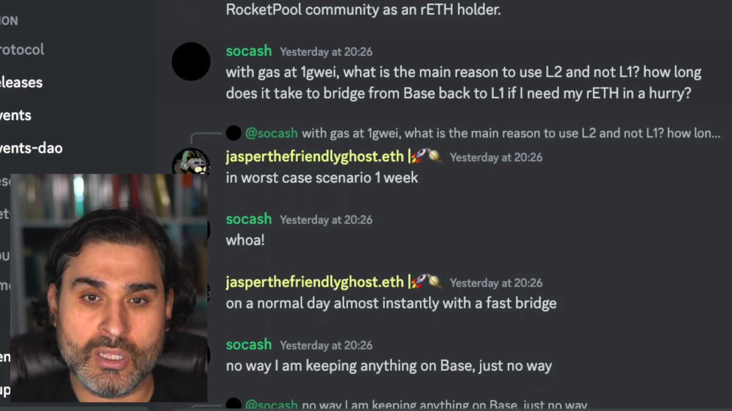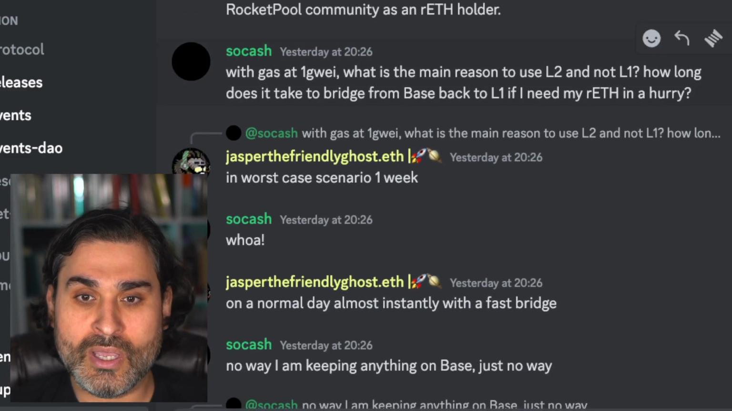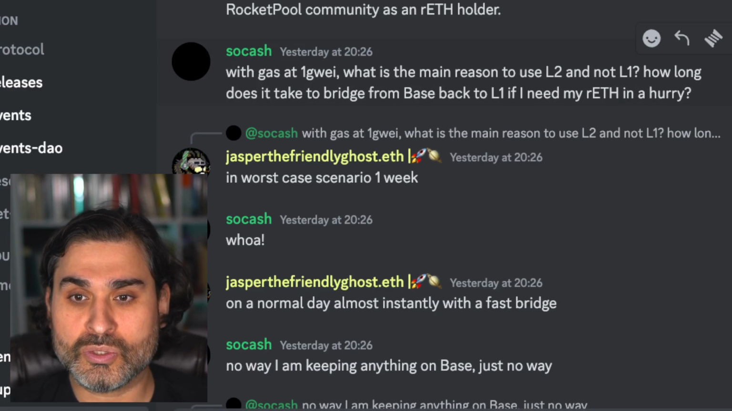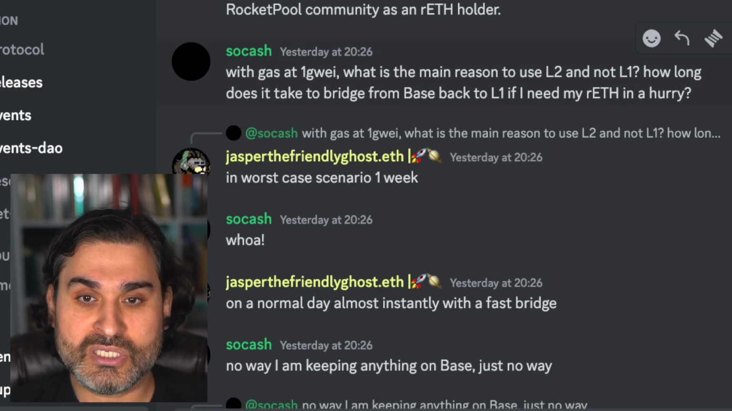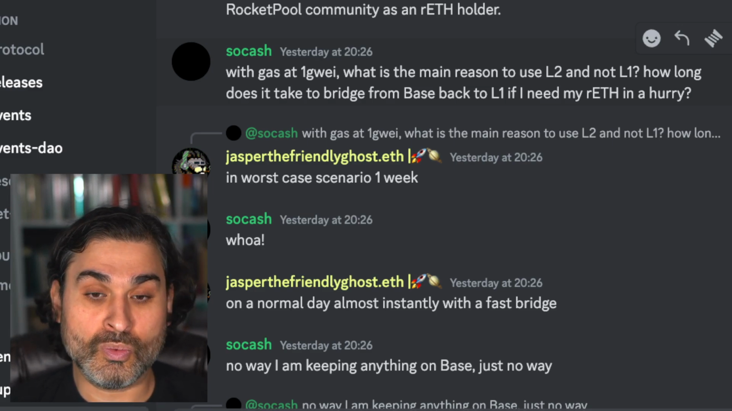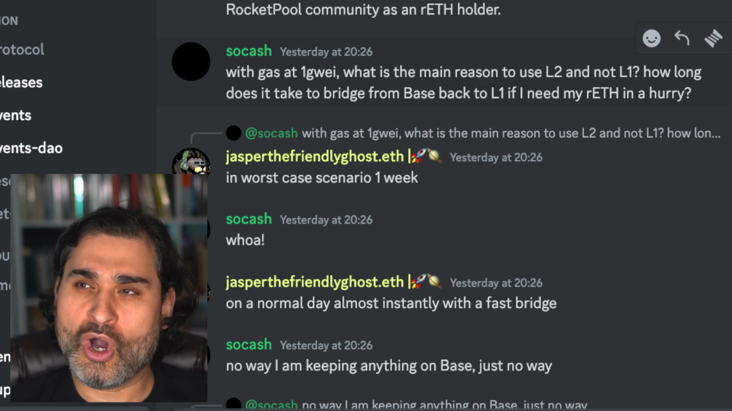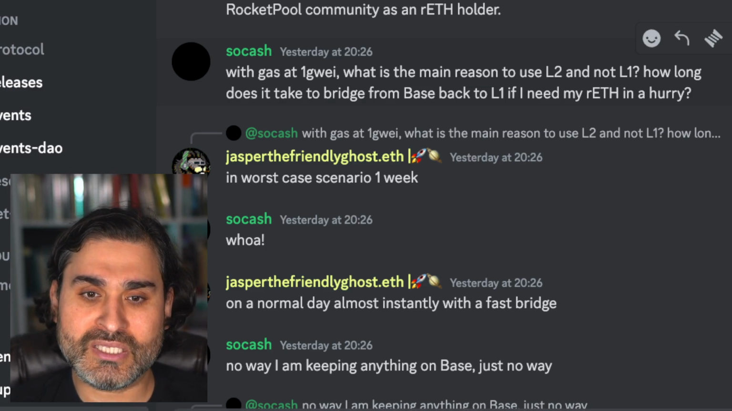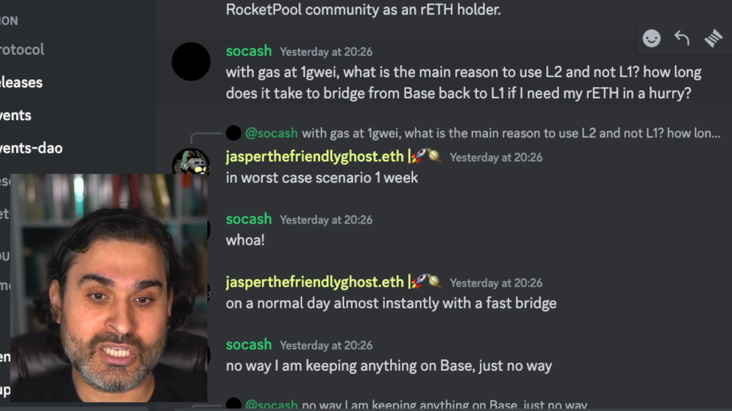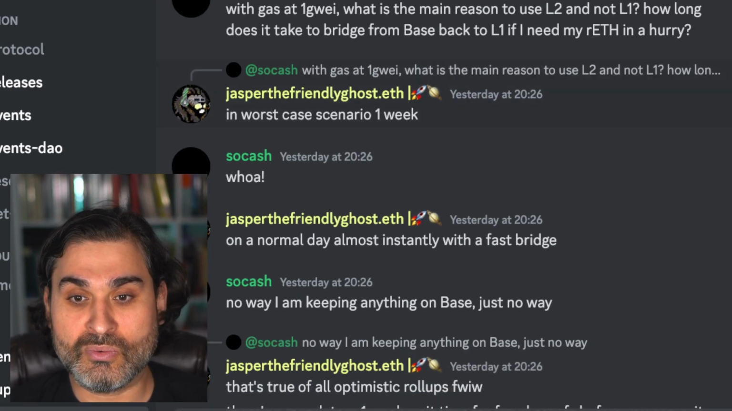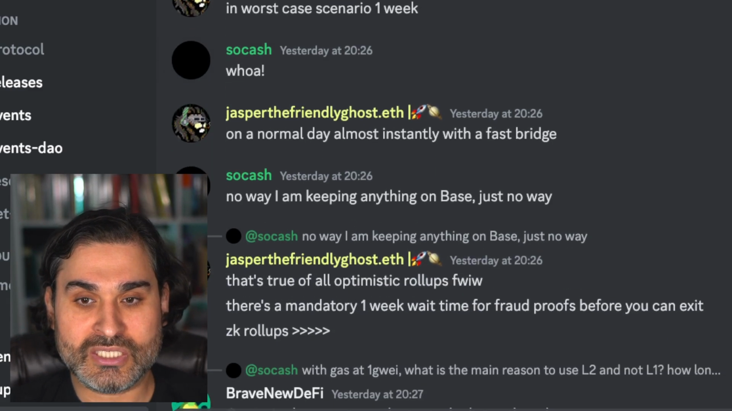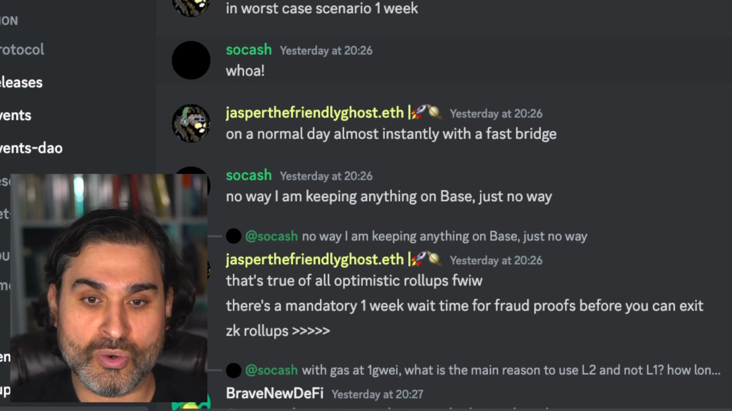So here, Sokash says, with gas at 1 Gwei, what's the main reason to use L2 and not L1? How long does it take to bridge from Base back to L1 if I need my rETH in a hurry? And then Jasper says, in the worst case scenario, it's a week. Of course, you can use a fast bridge. I think Hop might have that set up on Base. And then Jasper says on a normal day, it's almost instant with a fast bridge. And then Sokash says, no way I'm keeping anything on Base, just no way.